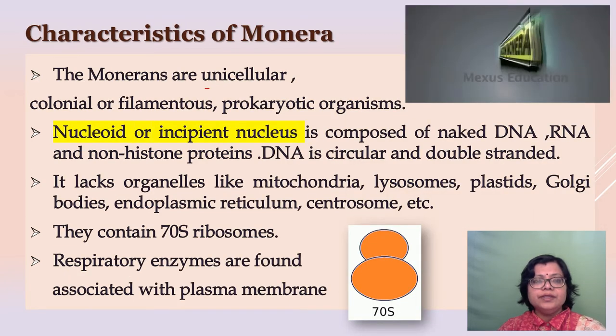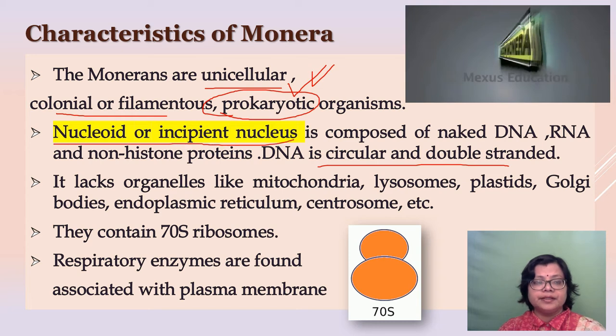Monerans are unicellular, filamentous, or colonial. An important feature is they are prokaryotic in nature. Do you know the meaning of prokaryotic? Pro means primitive. That means primitive type of organisms. Unicellular, without any nuclear membrane. DNA is circular, double-stranded, and without any nuclear membrane. This type of genetic material is known as nucleoid.